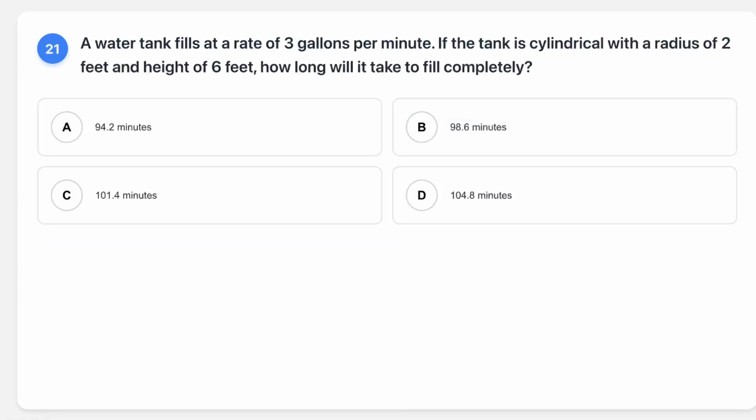Question. A water tank fills at a rate of 3 gallons per minute. If the tank is cylindrical with a radius of 2 feet and height of 6 feet, how long will it take to fill completely? Option A. 94.2 minutes. Option B. 98.6 minutes. Option C. 101.4 minutes. Option D. 104.8 minutes.